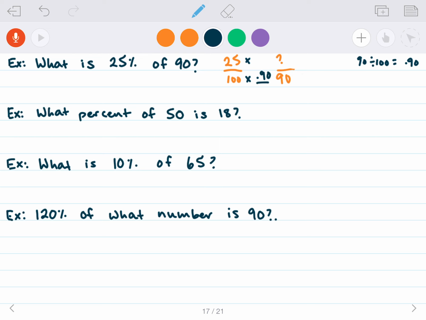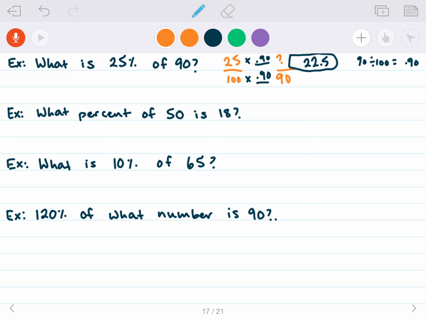So let's do that. 25 times 0.90 is 22.5. So that's my answer. So 25 times 0.90 is 22.5. What is 25% of 90? 22.5. Okay.